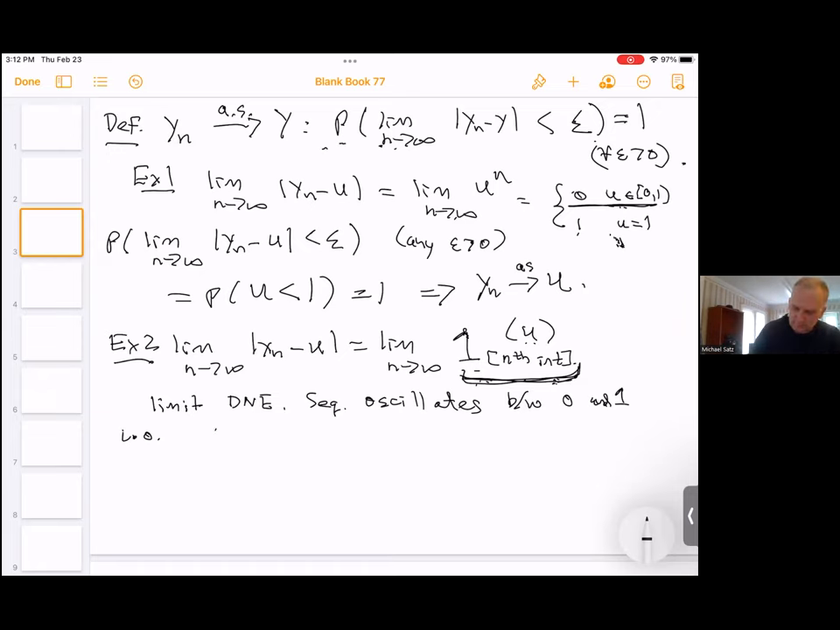All right, so conclusion, Xn does not go to U almost surely. The set on which it goes to U is actually the null set. There are no points where it goes to U, right? Not only does it not have measure zero, it has measure one. So the whole thing doesn't go to U.